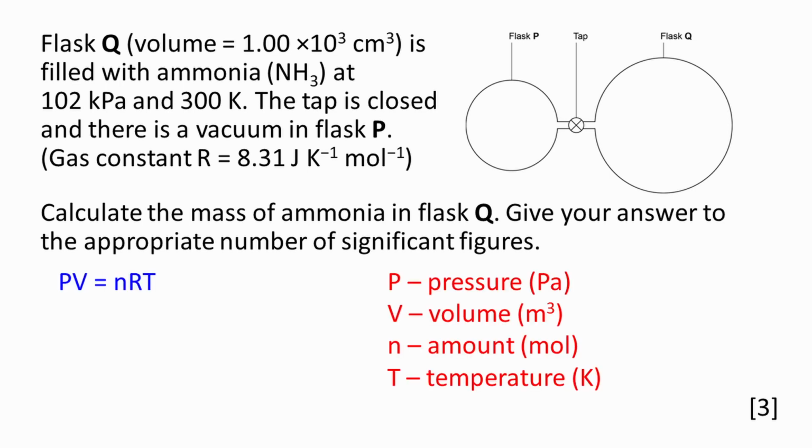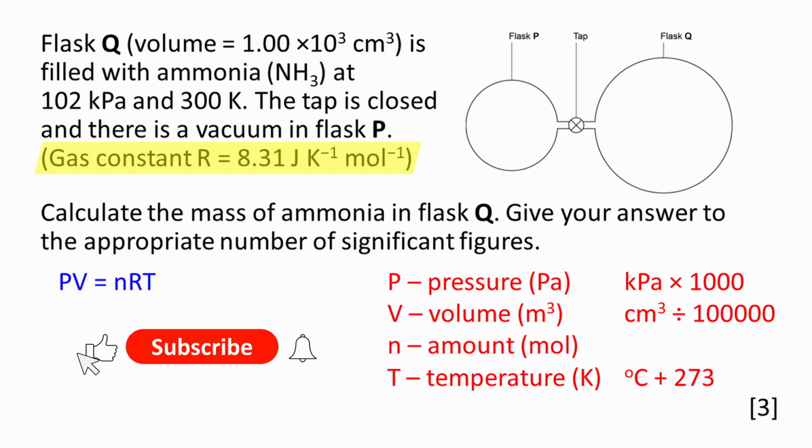The ideal gas equation can be expressed as PV is equal to nRT. P is the pressure in pascals, V volume in meters cubed, n amount of substance in moles, and T temperature in Kelvin. We must convert to SI units. This ensures that we are consistent with the ideal gas constant given in joules per Kelvin per mole.